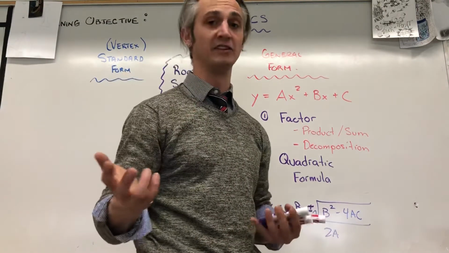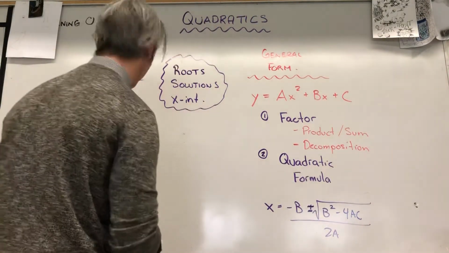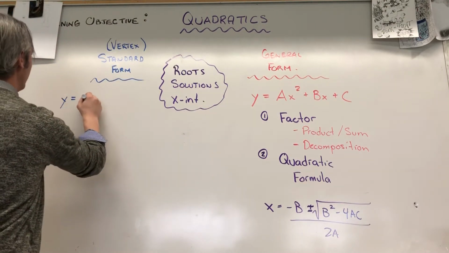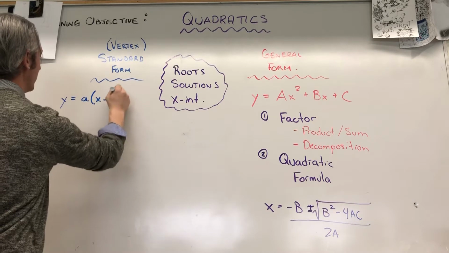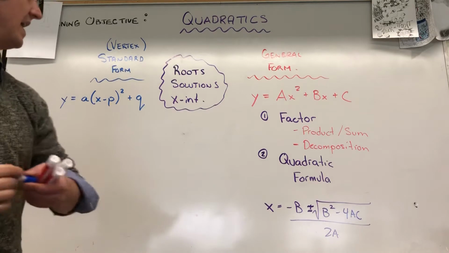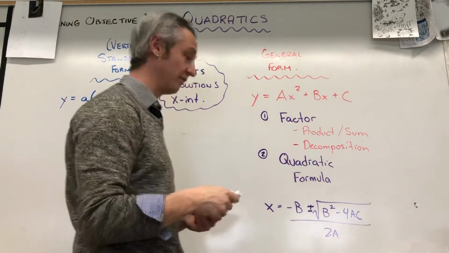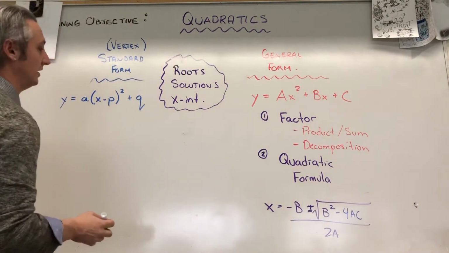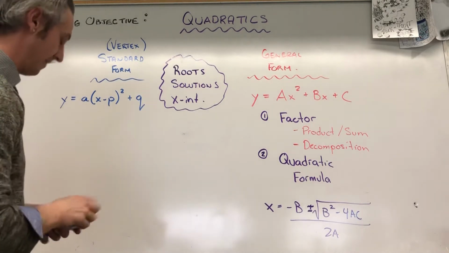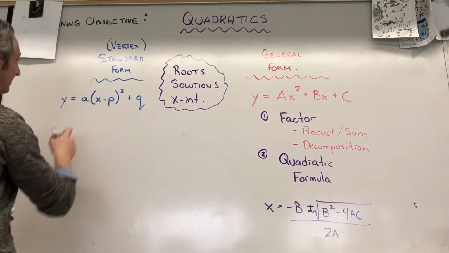Obviously I can always graph it as well, but we're not talking about graphing right now because that's too easy. So in standard form, or vertex form, when I'm of the form a(x - p) squared + q, I can do two things to figure out my roots. The first thing I could do is convert this into general form. Actually, the first thing I could do is just solve for x here.